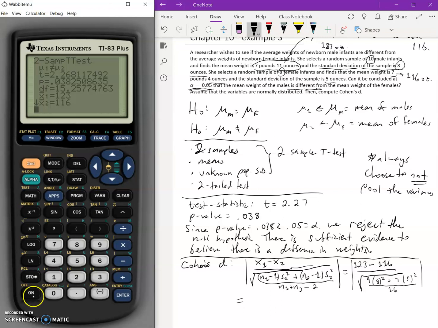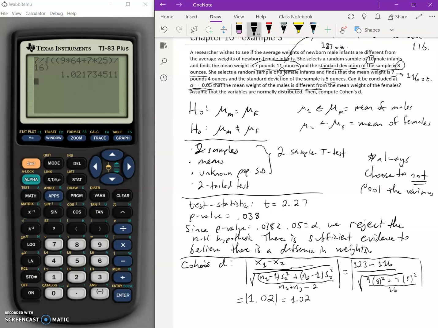So now we go back over to the calculator. We clear all of these. So the numerator is going to be 7. We divide this by a square root. Make sure you put parentheses around the numerator of this fraction. So we're going to take 9 times 64 plus 7 times 25. Close that parentheses, divide this by 16, and close those parentheses. So you want to make sure you use parentheses carefully. What we get is 1.02. So the absolute value of this is just the same thing as 1.02.